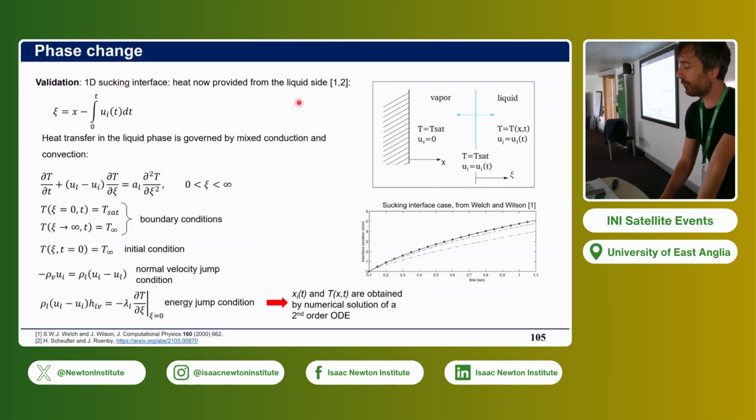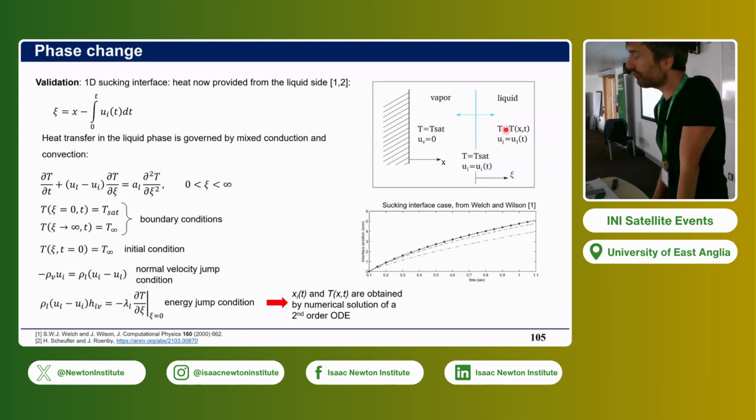The 1D sucking interface configuration looks exactly like the Stefan problem. The only difference now is that the wall is at the saturation temperature, so heat does not come from the wall. The liquid is superheated, so the liquid is actually at a temperature above saturation, and heat is coming from the right. It's the liquid which is above saturation, which means that at the interface you will have a source term that will make the interface move towards the liquid.